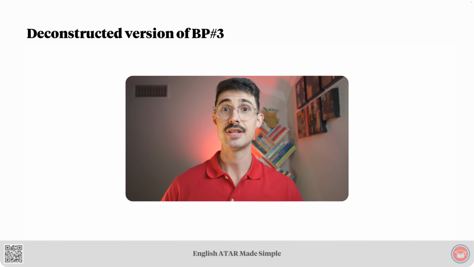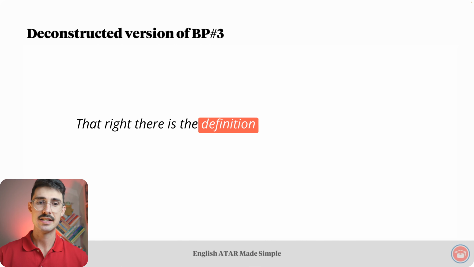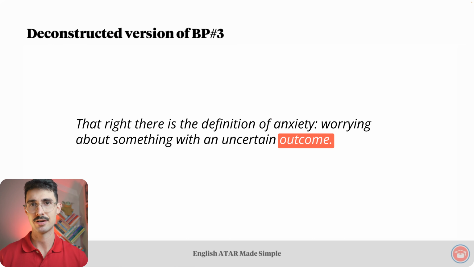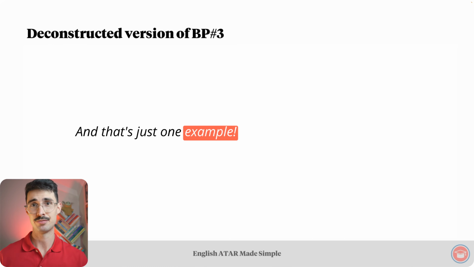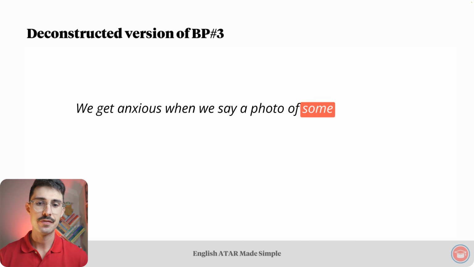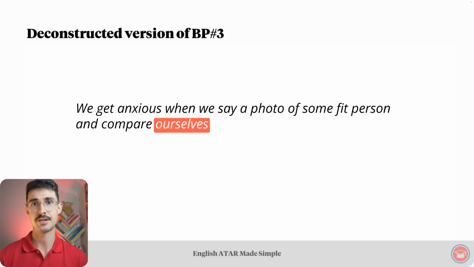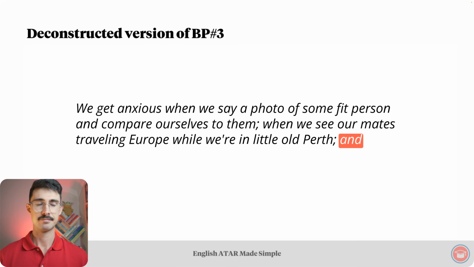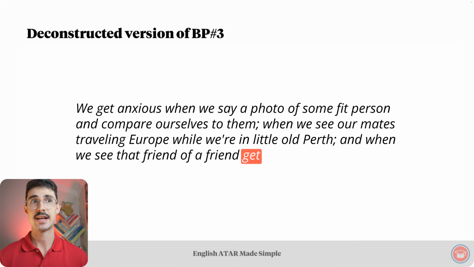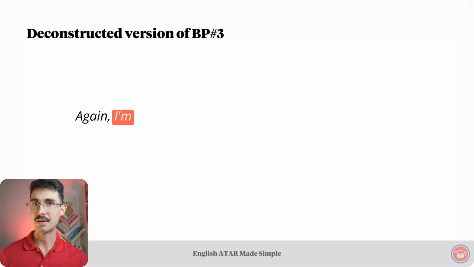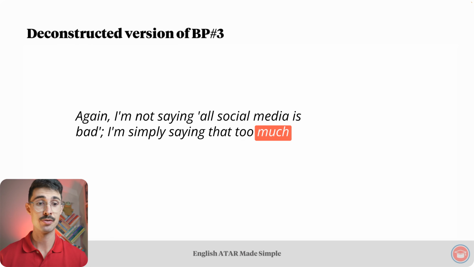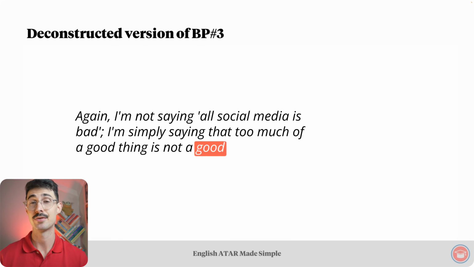Then we go to the explain. That right there is the definition of anxiety, worrying about something with an uncertain outcome. And that's just one example. We get anxious when we see a photo of some fit person and compare ourselves to them, when we see our mates traveling Europe while we're in little old Perth, and when we see that friend of a friend get drafted to the AFL. Again, I'm not saying all social media is bad, I'm simply saying that too much of a good thing is not a good thing at all.